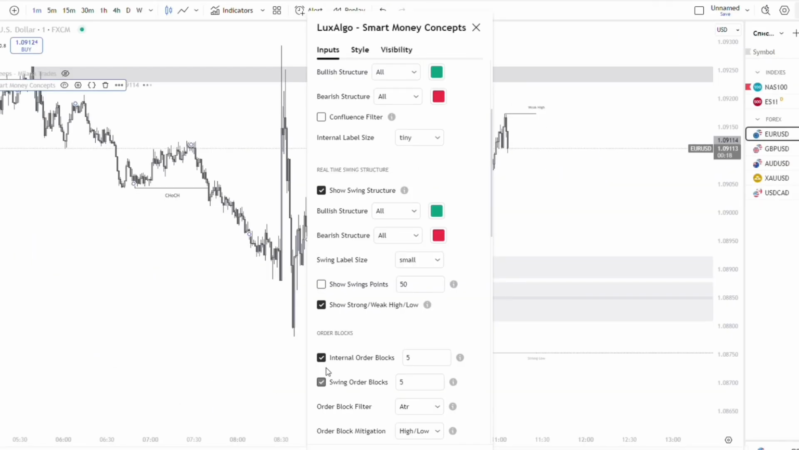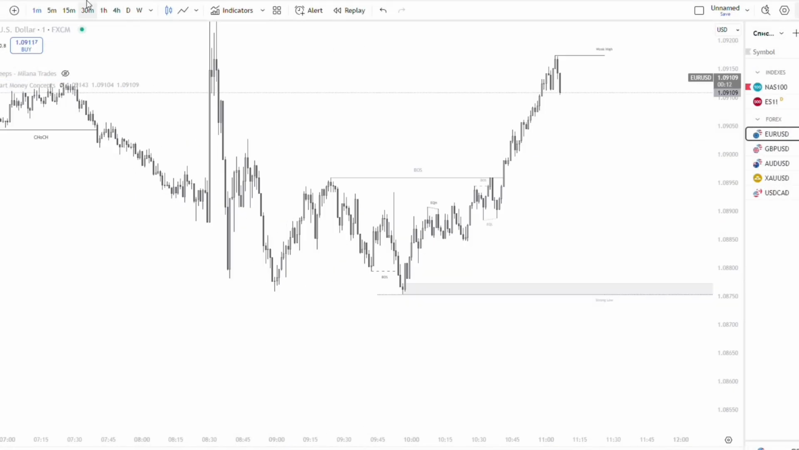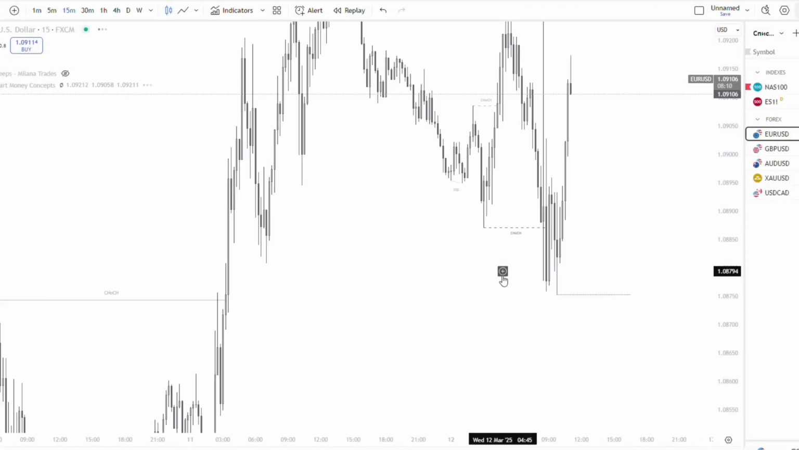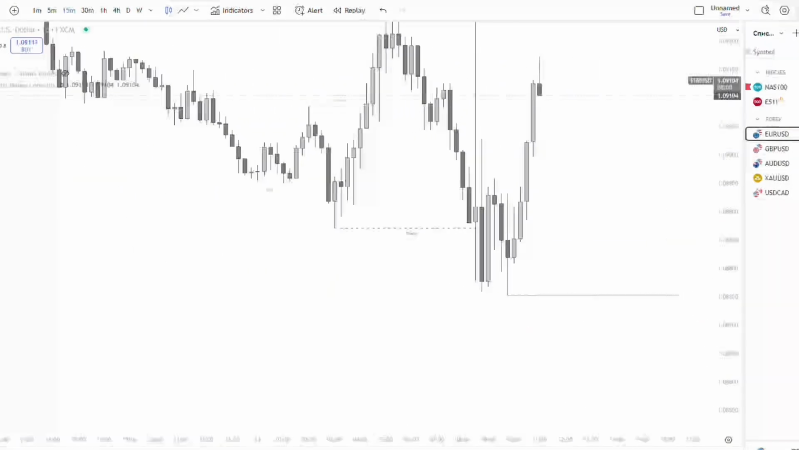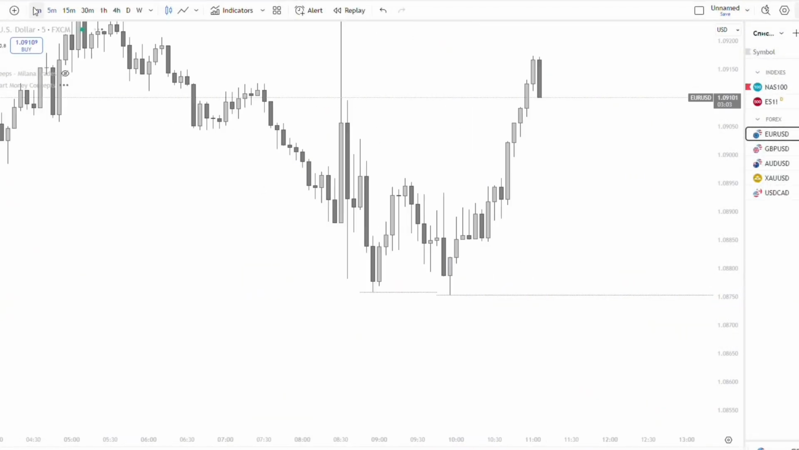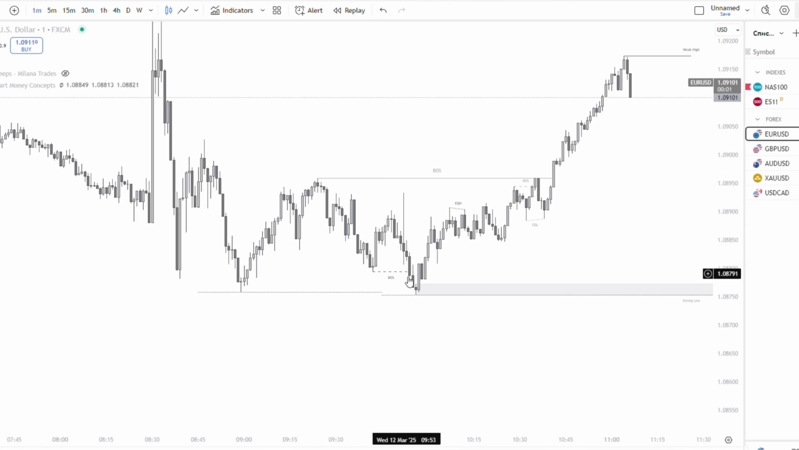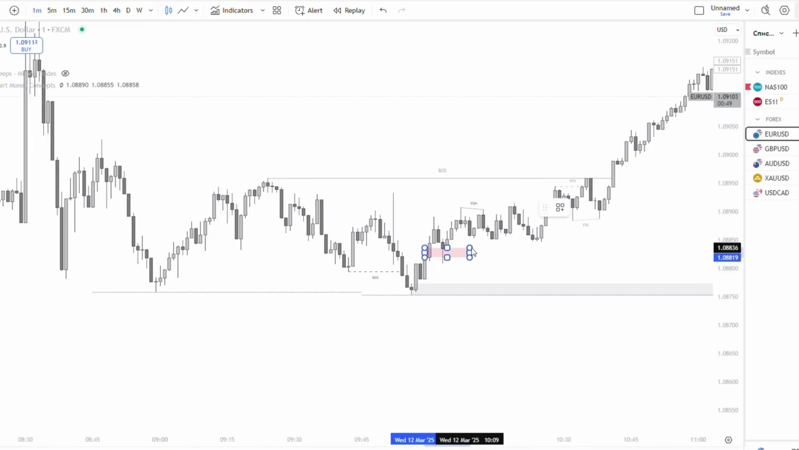And let's look at what a swing order block looks like. As you can see, these order blocks are located at significant market extremes, highs or lows. You can notice how price on a high time frame sweeps liquidity. And if you switch to a low time frame, you can see how the order block is created in more detail.